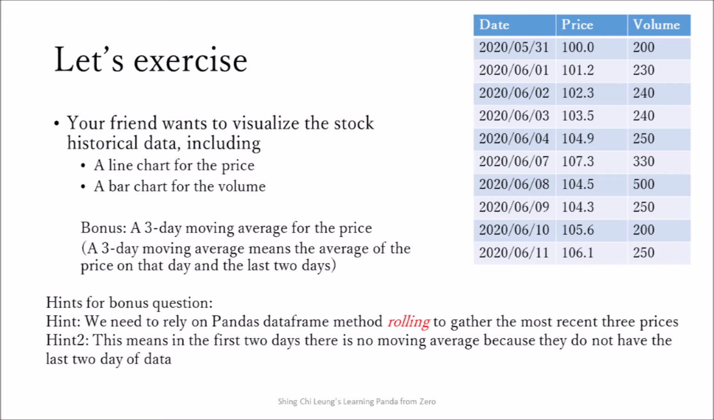For example, if we pass the number 3, then in each row, Pandas will gather the data along that column, the most recent 3 rows. And we can do anything to aggregate the data according to our needs. This method will be very useful if you want to use Pandas to analyze stock or other investment assets. Feel free to pause the video so that you have more time to try it on your own.